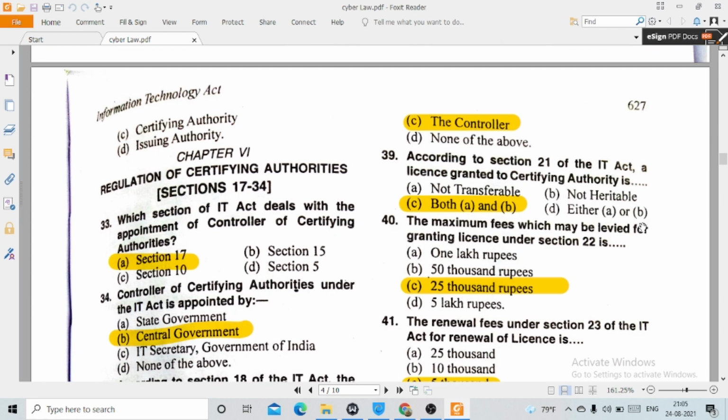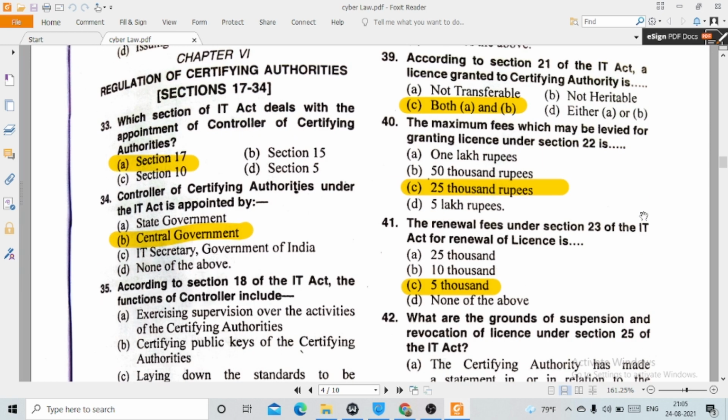Then we will be dealing with questions relating to Chapter 6, Regulation of Certifying Authorities, Sections 17 to 34. 33. Which section of IT Act deals with the appointment of Controller of Certifying Authorities? Option number A, Section 17. 34. Controller of Certifying Authorities under the IT Act is appointed by option number B, Central Government.